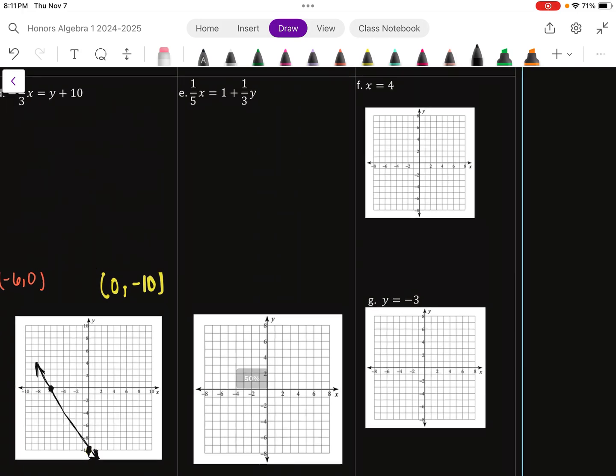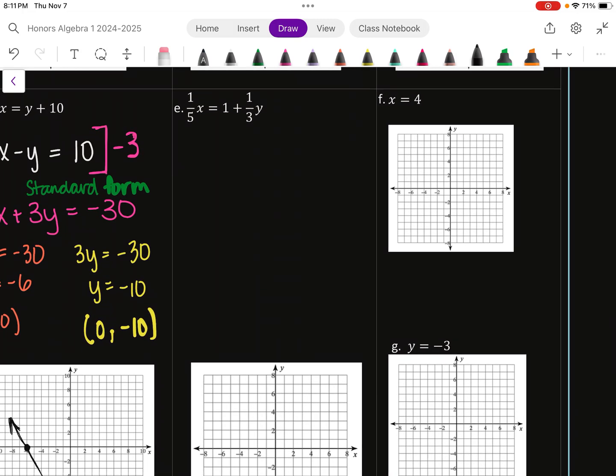All right, so this next one here, definitely not in standard form. I got fractions, and I also have x and y not on the same side. So I'm going to move that y over to the left. B can be negative, so the coefficient of y. I need to get rid of that 5 and the 3 because they're both fractions.